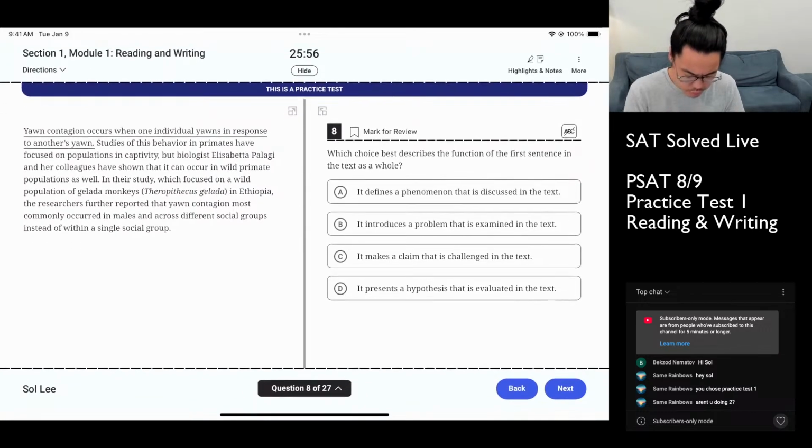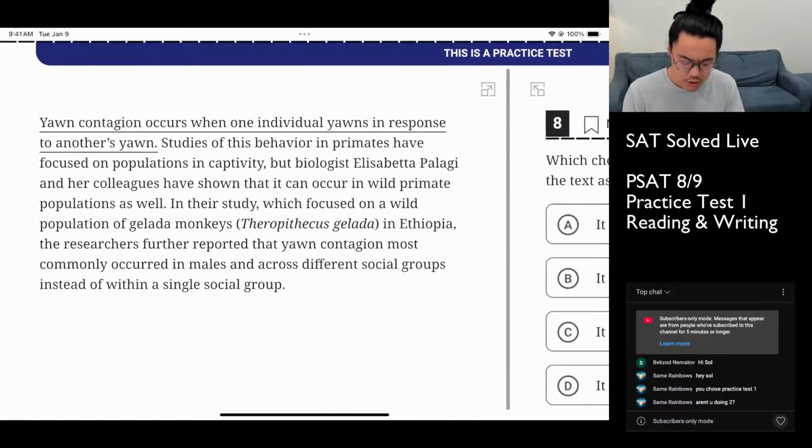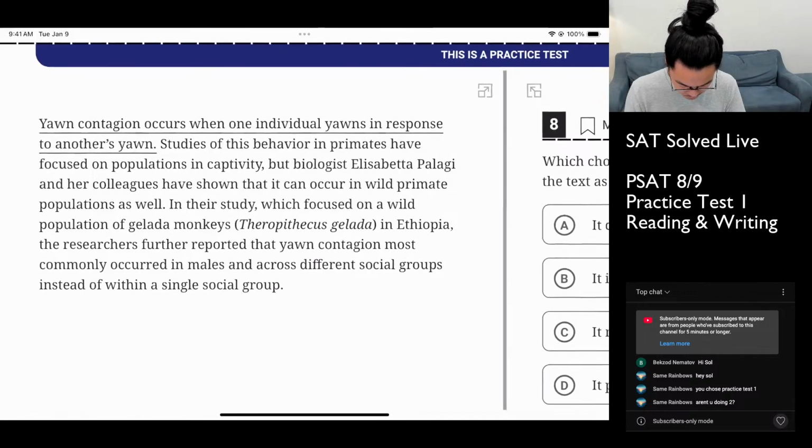Yawn contagion occurs when I can't zoom right now. Okay, there we go. Yawn contagion occurs when one individual yawns in response to another. Okay, got it. I'm resisting yawning, by the way. You guys don't yawn. Studies of this behavior in primates have focused on populations in captivity. Captivity, got it. We want to show it in the wild, got it. Gelada monkeys. Ethiopia. Yawn contagion in males. Further reported. Okay, so they confirmed it happens in the wild. Also, there's two. So we can actually infer two different conclusions.